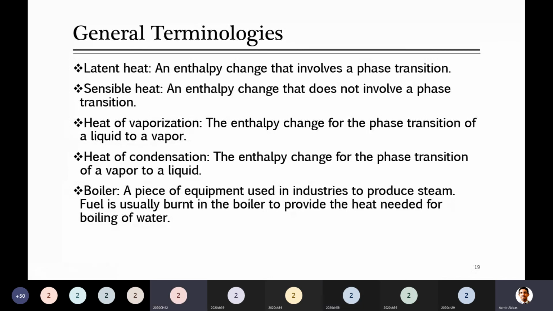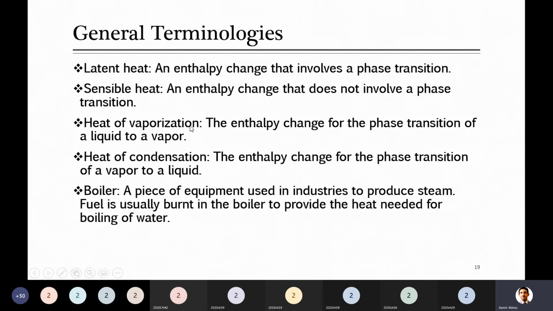Liquid to gaseous state. When there is a phase change, something is converted from liquid to vapor. During this, any heat exchange is called heat of vaporization. Here we are calling it the enthalpy change involved during this phase change from liquid to vapor.